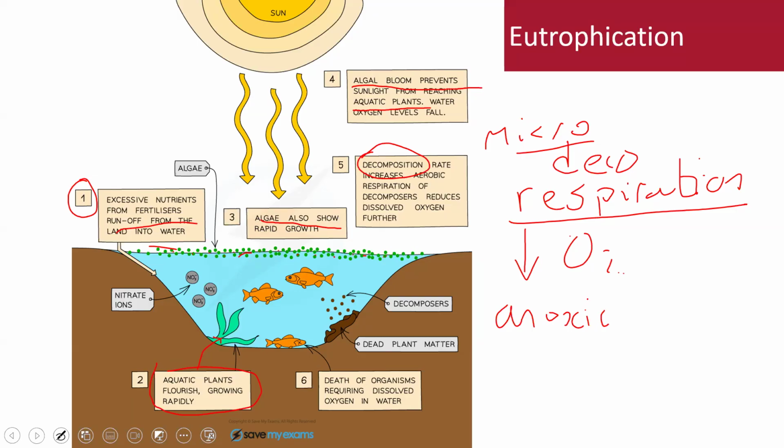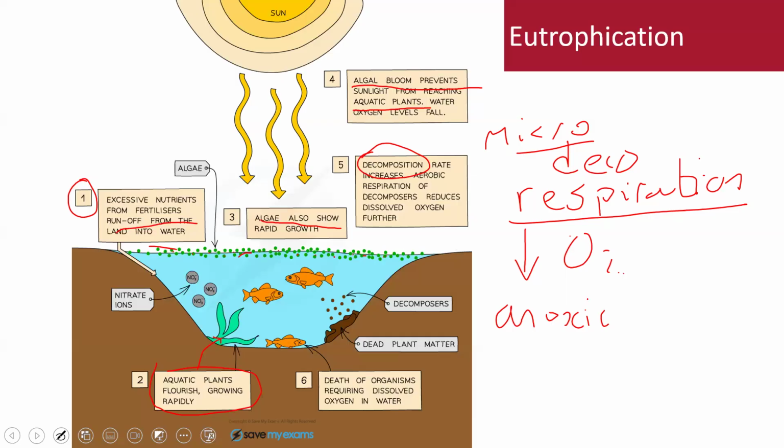Okay, fabulous 6-mark potential question. Nutrients run off into the water. Aquatic plants grow, they do really well. Algae grows, an algal bloom on the surface. The algae prevents sunlight going in, so therefore the aquatic plants die.